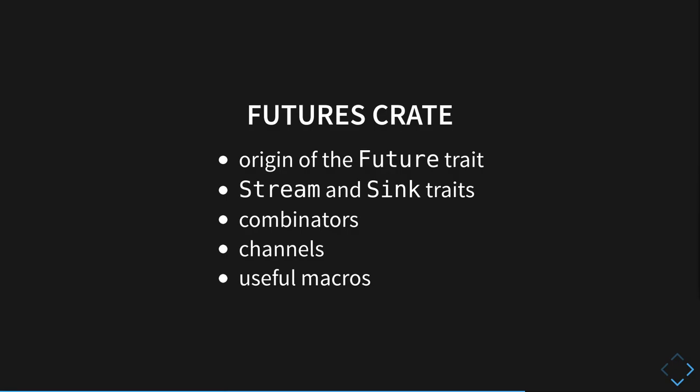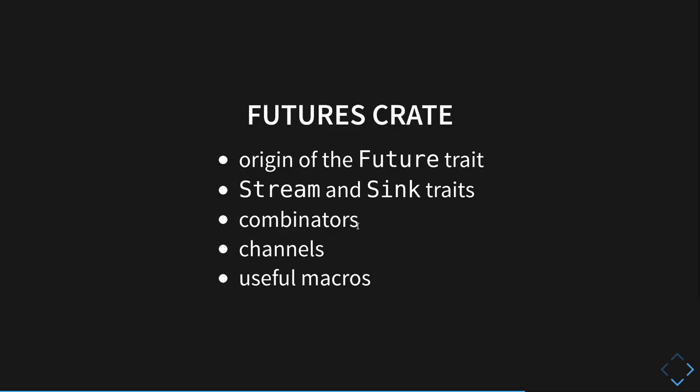Then there's the futures crate. I think almost every Rust program that uses futures uses the futures crate. It also lives in the Rust GitHub organization. And this is actually where the Future trait in the standard library came from. It has been living in the futures crate for a long time and has then changed a little and has been moved into the standard library. And I would expect that more types like Stream and stuff like that will also move from futures to the standard library in the future. But essentially, it is the standard library for asynchronous Rust code out there.